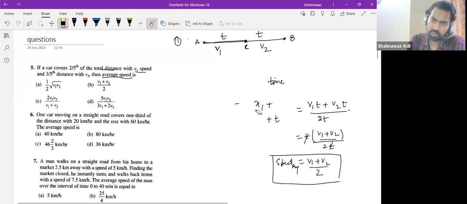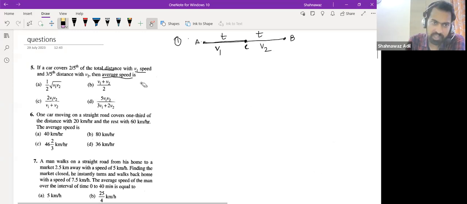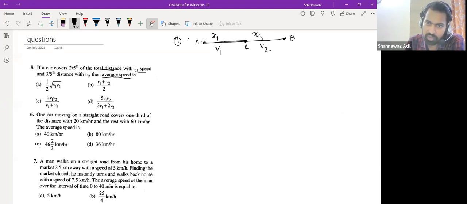Now let us do this question. Let's keep the diagram the same. This is v1 speed and this is v2 speed. But in this question, they have given the distances. They have given two different distances, so x1 is given, x2 is given, and two velocities are given. Let's say that the total distance is x.